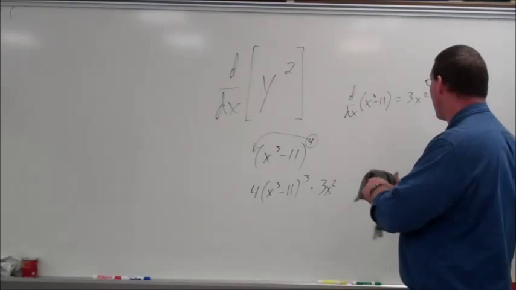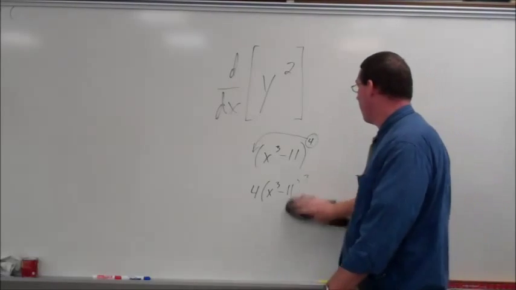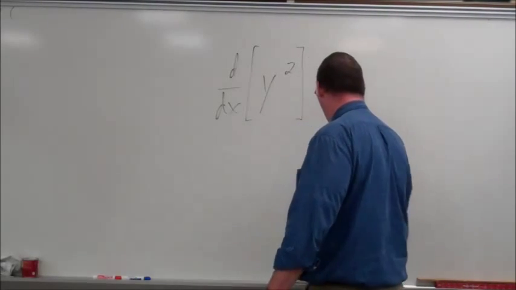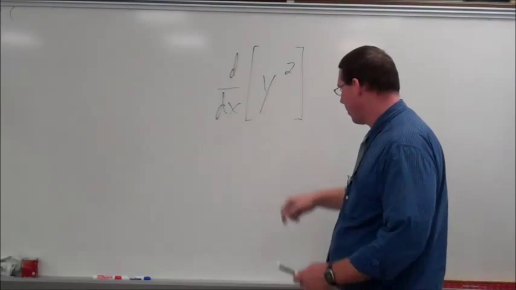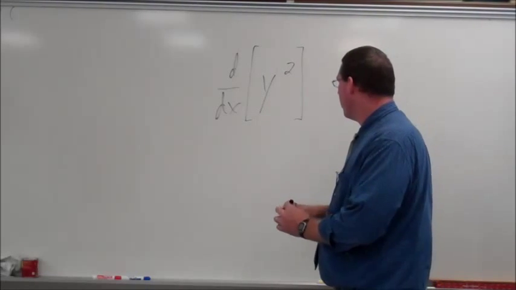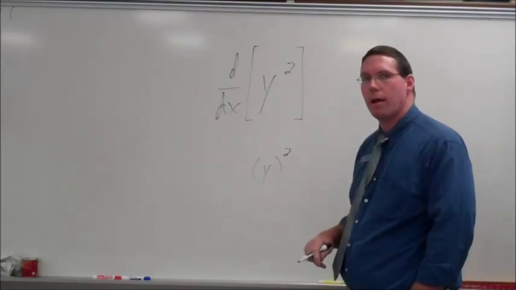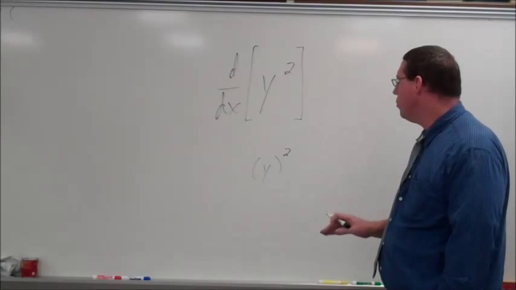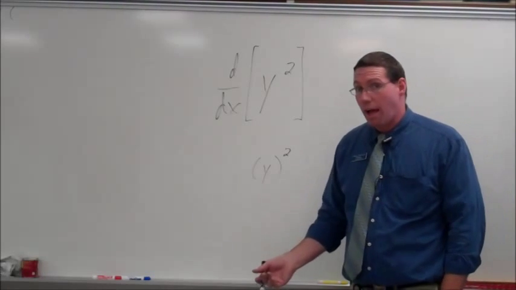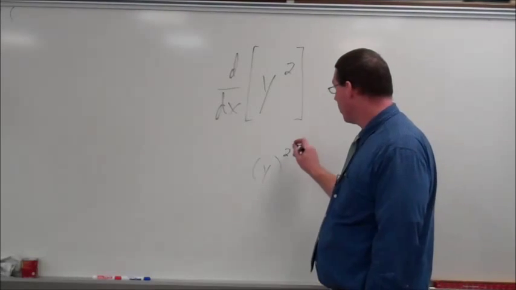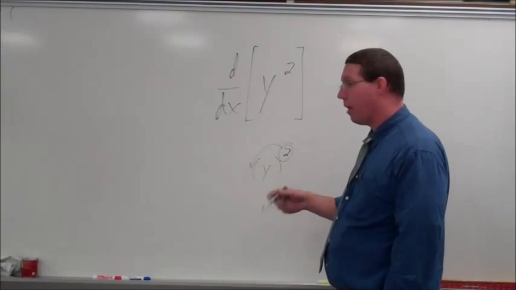Okay, so if you can understand that, then this shouldn't be a problem for you. What we're going to do is look at y squared like it's a composition function. We're going to think of it as y in parentheses squared. And so when we do the derivative of the outside first, we're going to take the 2 and multiply. We're going to apply the power rule.